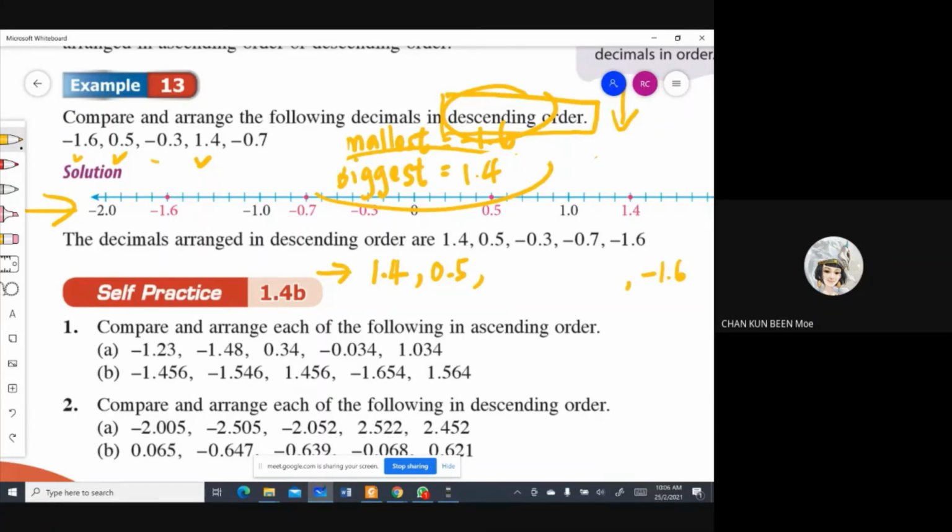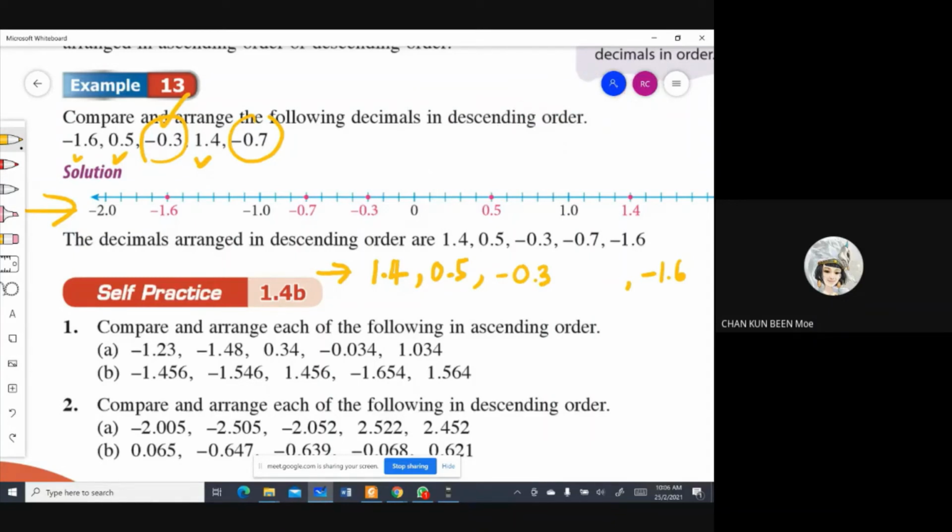Then you refer to these two. Which one comes after 0.5? Of course, it is negative 0.3 because it is nearer in the number line. As you can see in the number line given in your textbook, the one that is nearest to 0.5, the smaller one, is negative 0.3. That's why I write down negative 0.3. So if this is done, we only have the last one left, negative 0.7.